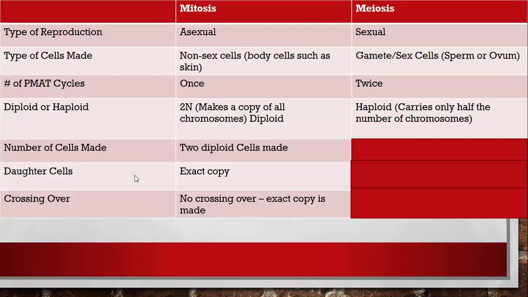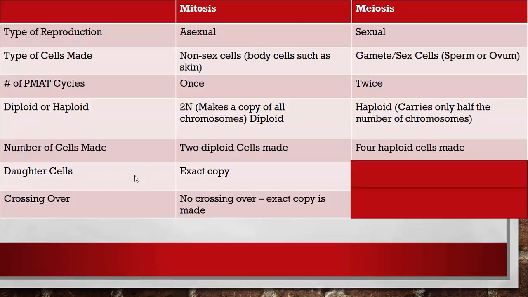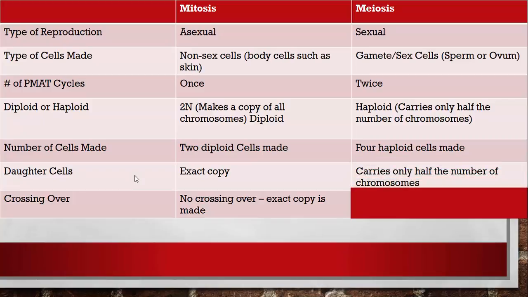And those are haploid cells, and it's only going to carry half the number of chromosomes. Now, 4 haploid cells are made, which means these are just N cells, and haploid, remember, sounds like half. It's going to carry half the number of chromosomes. So in humans, a diploid cell would have 46. In a haploid cell, it would be half of 46, which is 23. But that's just for humans. The chromosome number varies among organisms. It's not going to be an exact copy. They're only going to carry half the number of chromosomes.